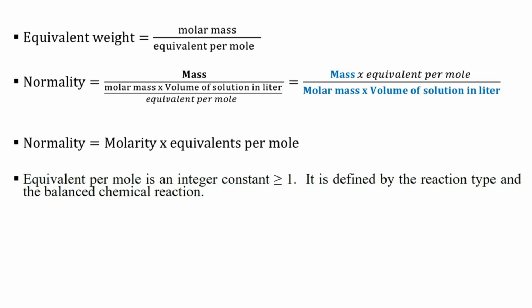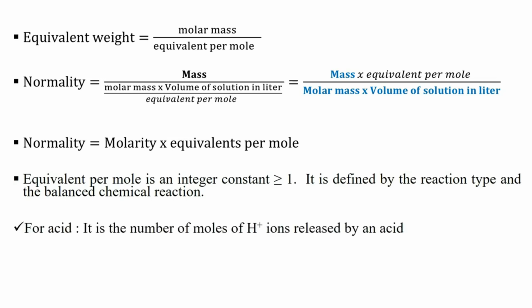What is the equivalent per mole? So in calculating the normality, you should have the equivalent per mole. It is an integer, a constant number which is higher than or equal to 1. So if the equivalent per mole is equal to 1, it means that the normality is equal to molarity. Let's see how this value changes.